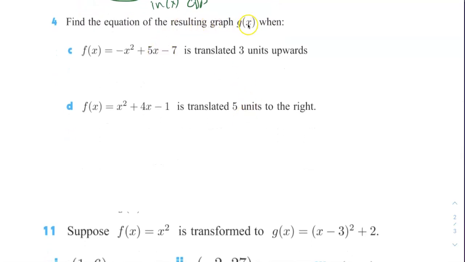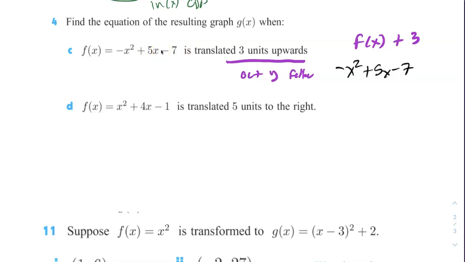Find the equation of the resultant graph of g of x when this graph is translated up 3 units. So remember what up 3 units does, right? Is it on inside or outside? It's up, so it's on the outside. Outside x to y, you follow it. So all we're trying to do is this, f of x plus 3. Like that's all this is. But what is f of x? All of this. So it's something like this: -x squared plus 5x minus 7 plus 3. Then you add up like terms, and you get -x squared plus 5x minus 4.